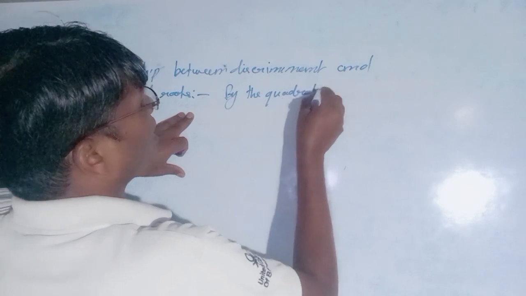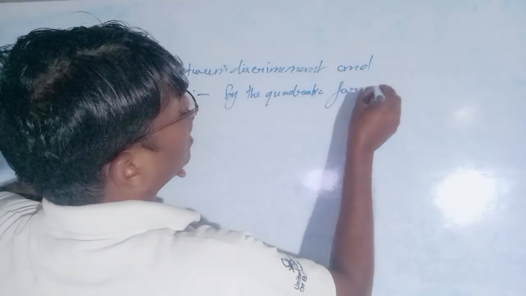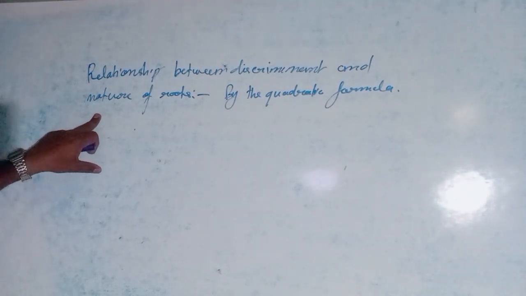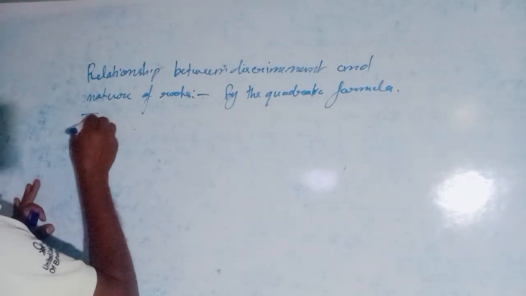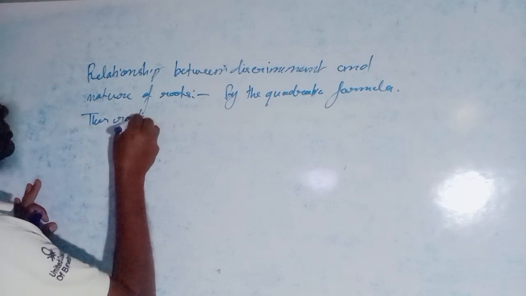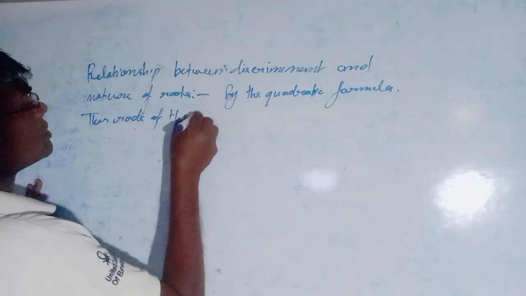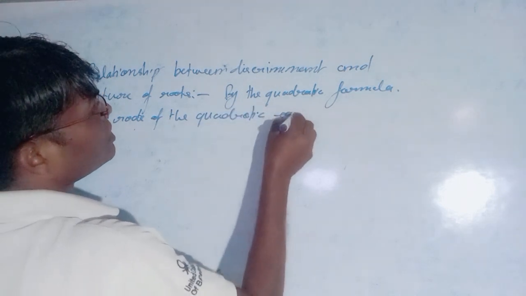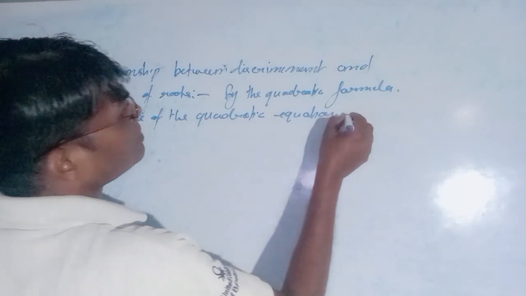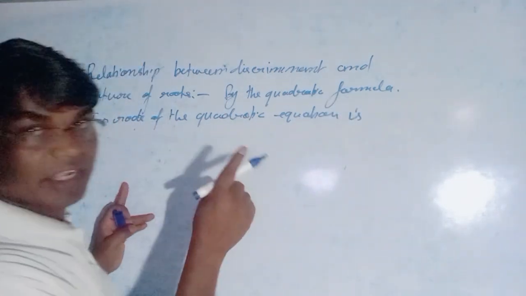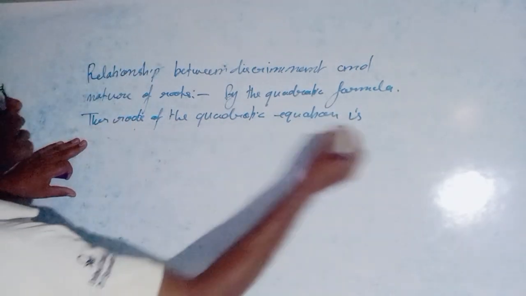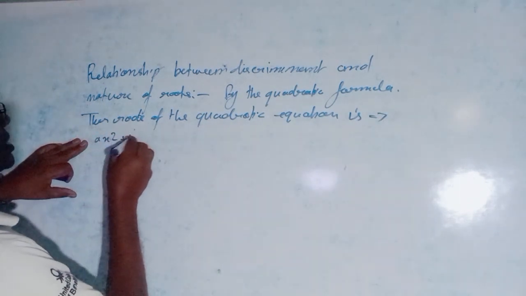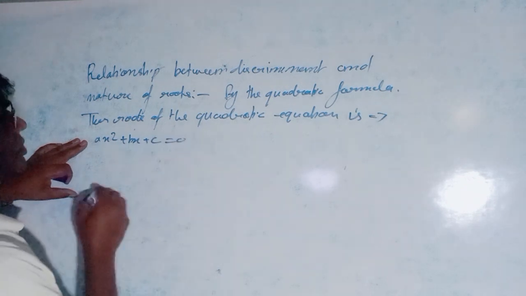By the quadratic formula, the roots of the quadratic equation ax² + bx + c = 0 are given.